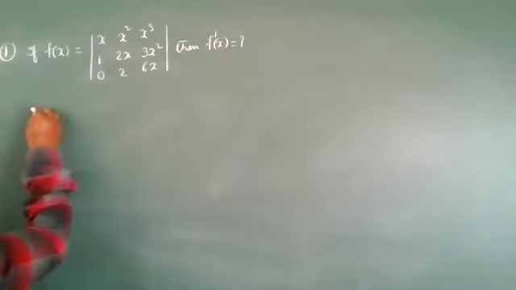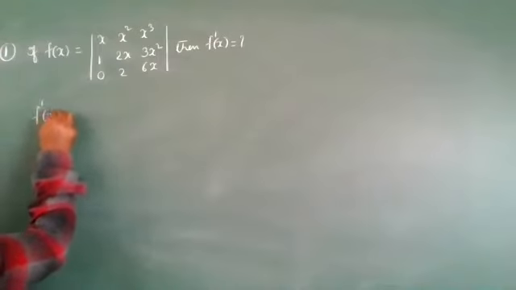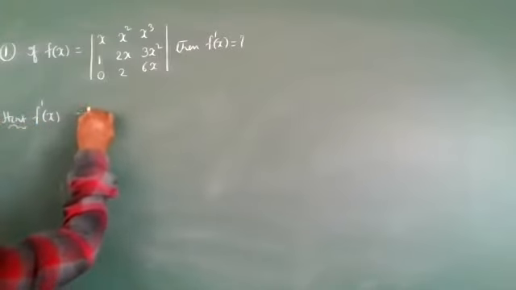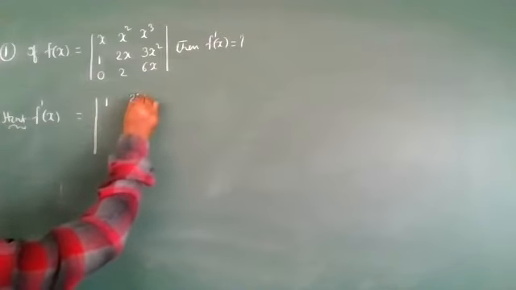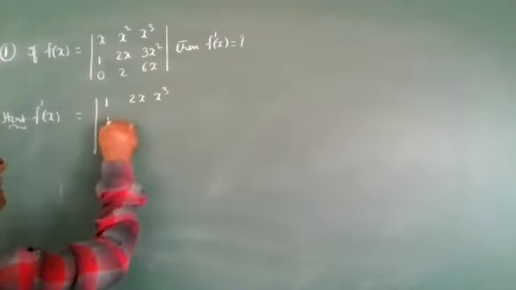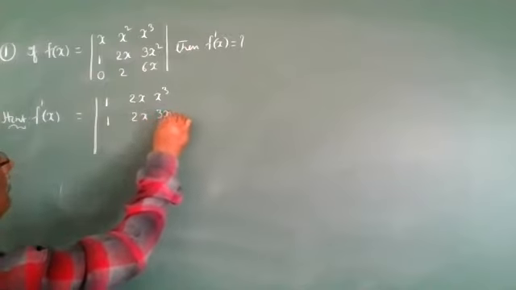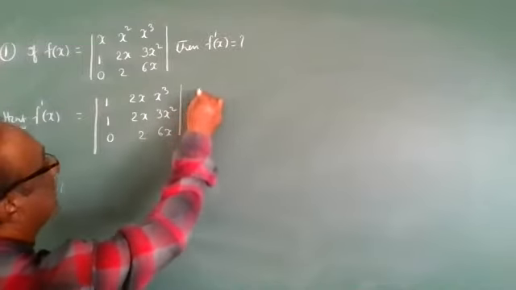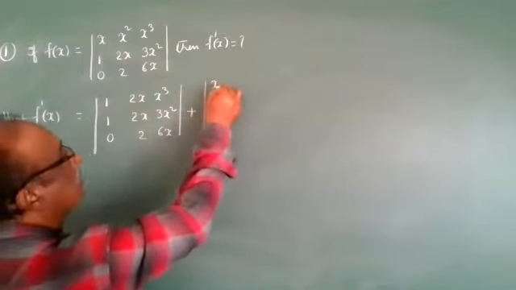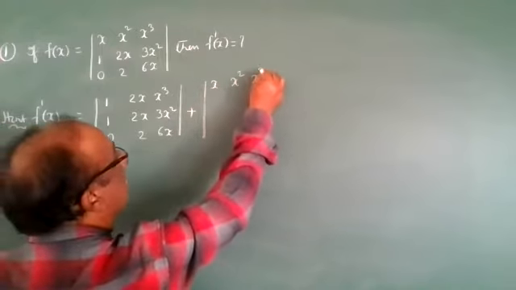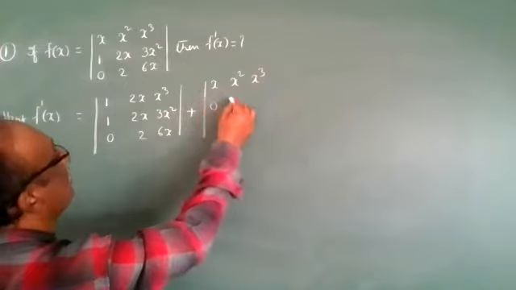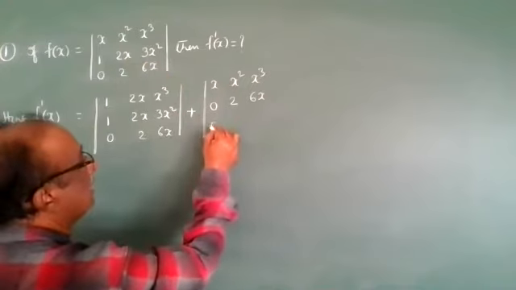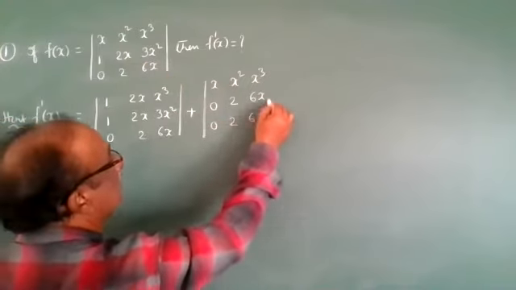Okay? I am doing f dash x row wise. First row derivative: 1, 2x, 3x square, and the second and third rows are the same. Next, come to the problem. Write the first row the same: x, x square, x cube. Second row derivative: 1 becomes 0, the derivative of 2x is 2, and the derivative of 3x square is 6x. Write the third row the same.